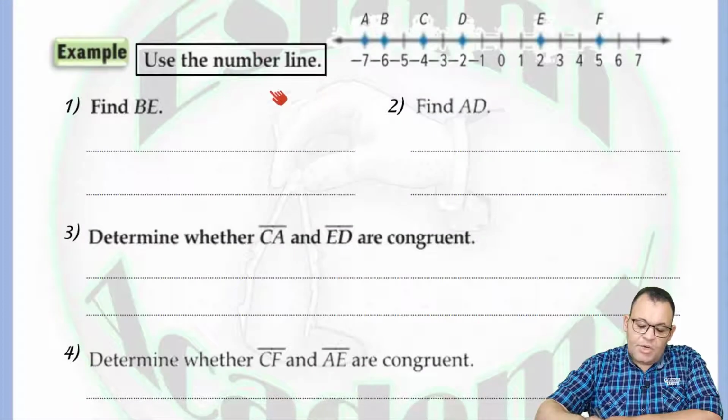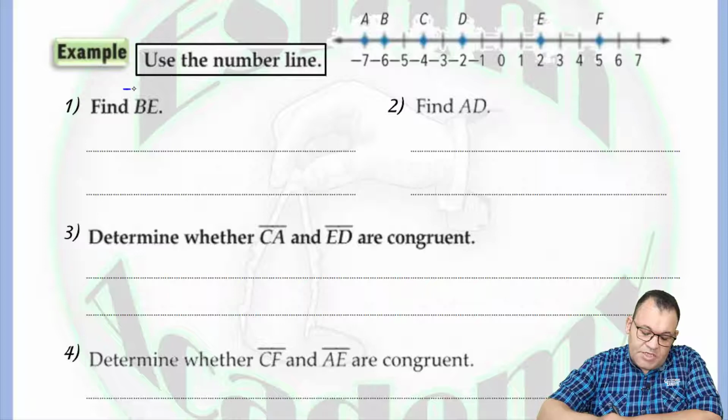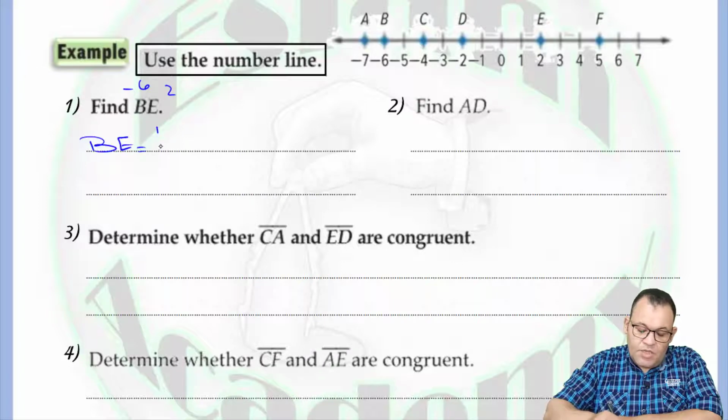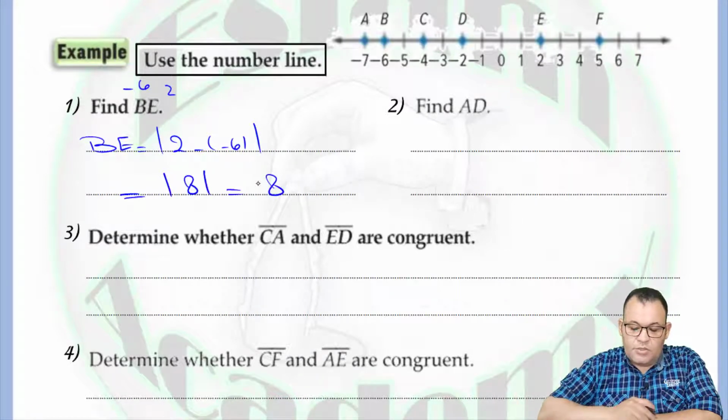So we need to use the number line to find the length of each of the following. We need to find the length of BE. We know that B is equal to -6, that is the first value, and E is equal to 2. To find the value of BE, it will be equal to the absolute value of 2 minus -6, which equals the absolute value of 8, which equals 8 units.